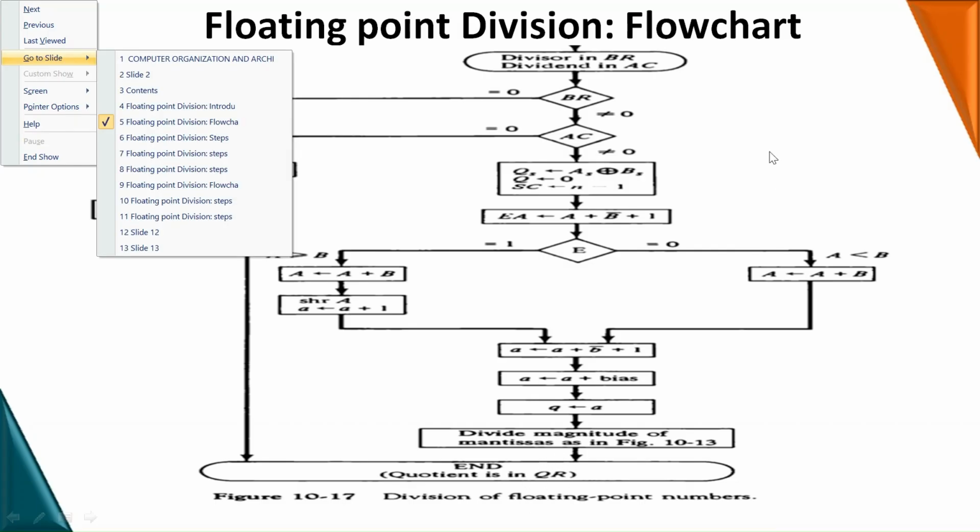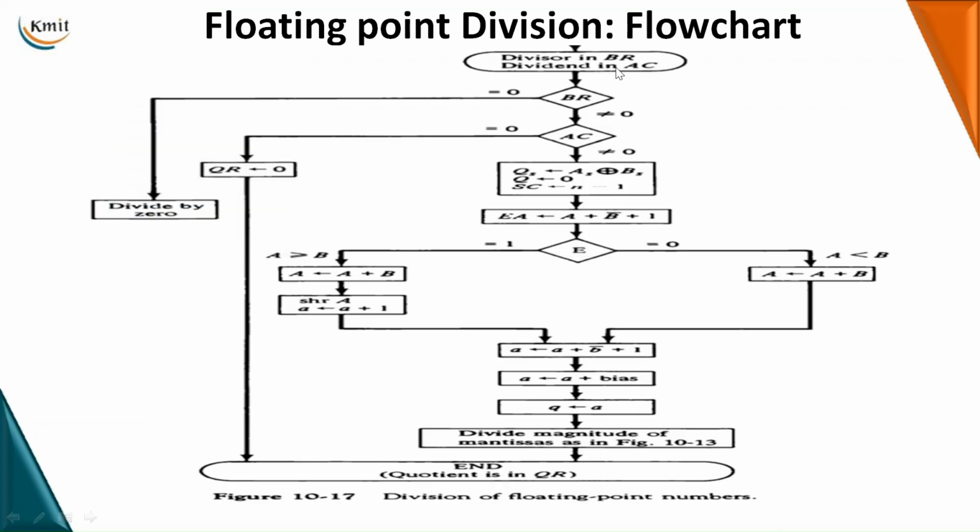So these are the steps of floating point division, where the first step is to check for zeros. Both your operands, BR and AC, are checked for zeros. If your divisor is 0, you throw a divide by 0 error. If your dividend is 0, then your quotient is set to 0, and you end the process.